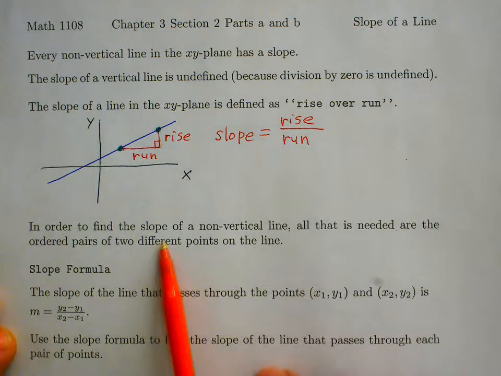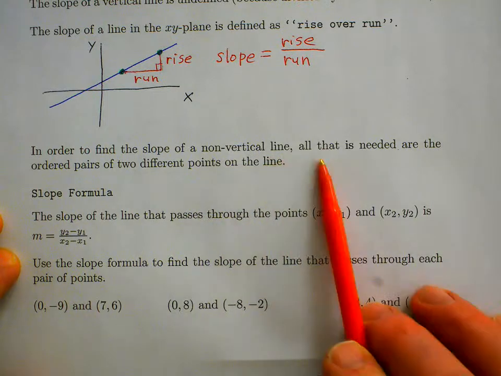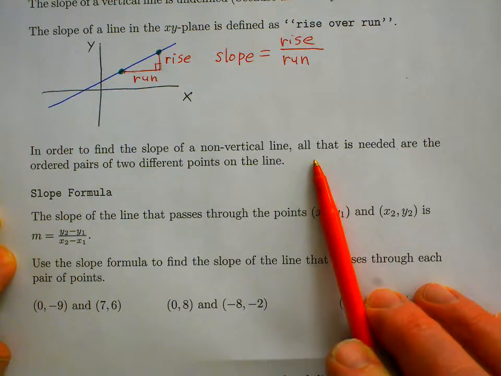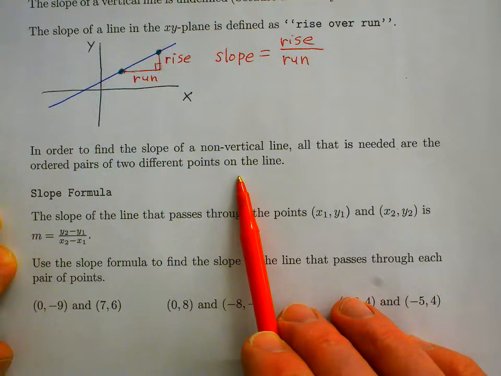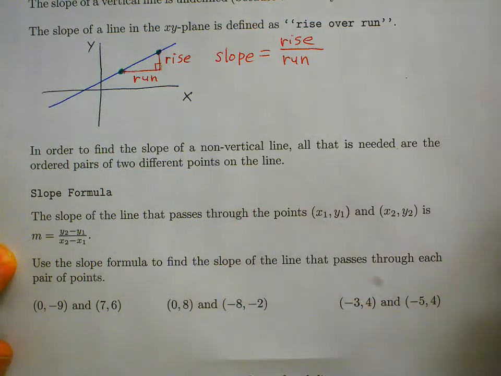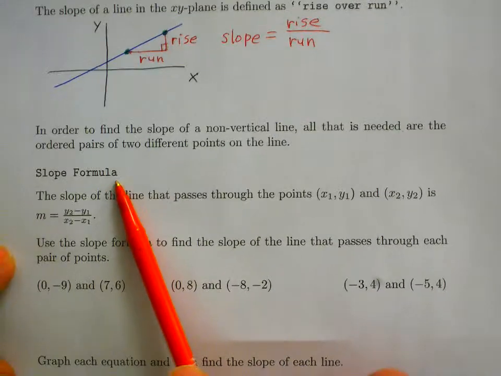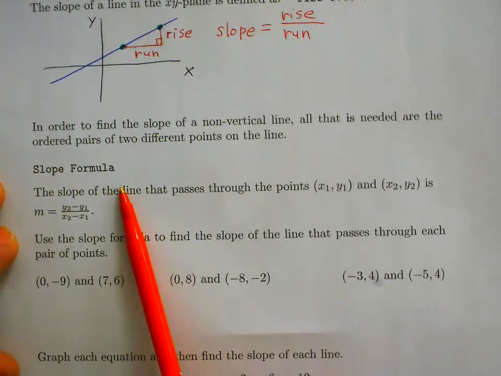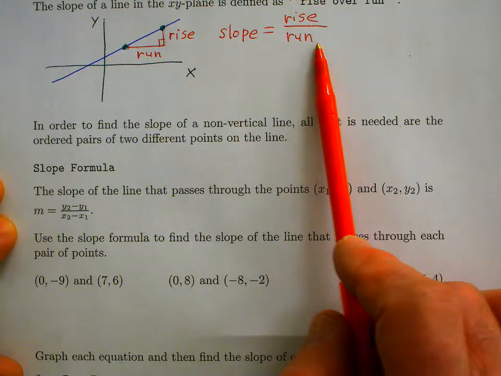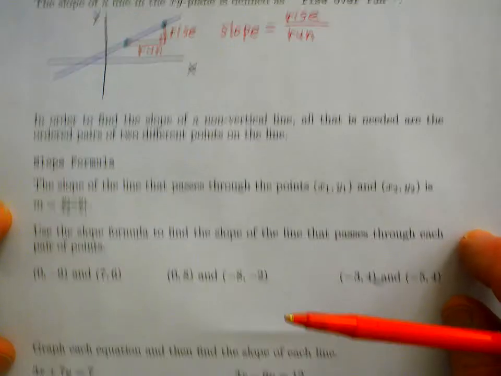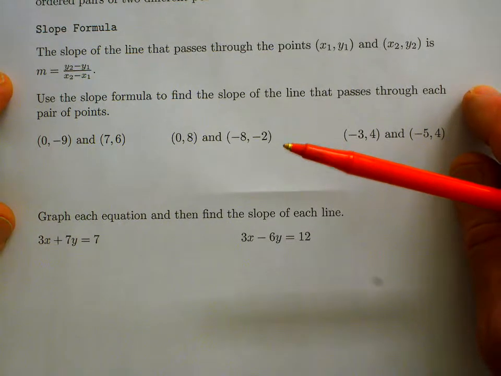Okay, in order to find the slope of a line, of a non-vertical line, all that is needed are the ordered pairs of 2 different points on the line. So we have a slope formula based upon the definition that slope is equal to rise over run. So we'll look at the formula and then apply it a few times.